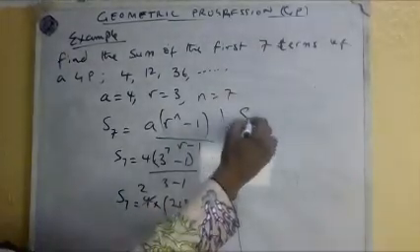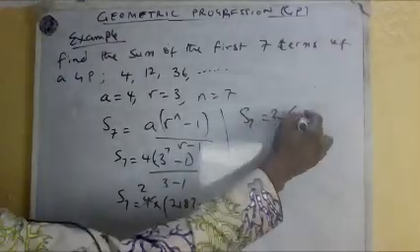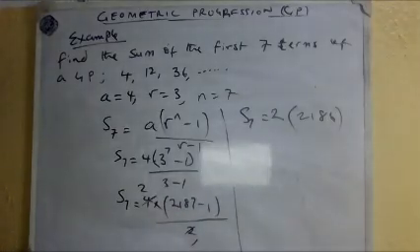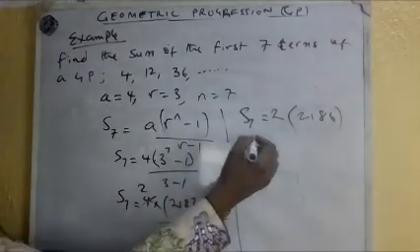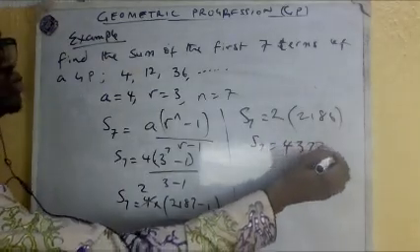So S7 is equal to 2 times 2186. Why? Because this sum has been done. So that's 2186. Then the final answer will be S7 is equal to 4372. Answer.